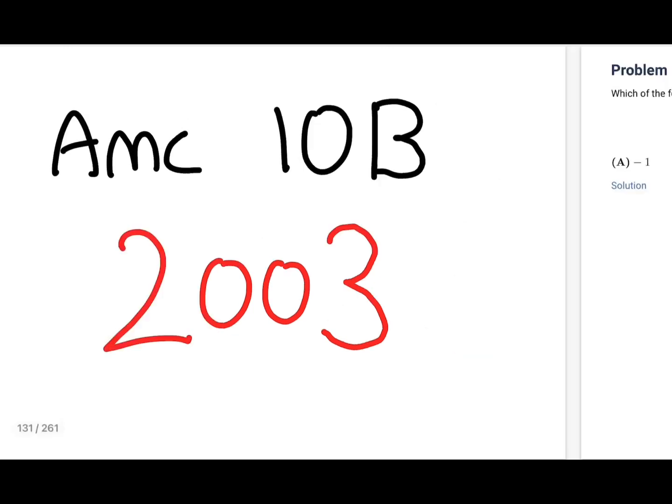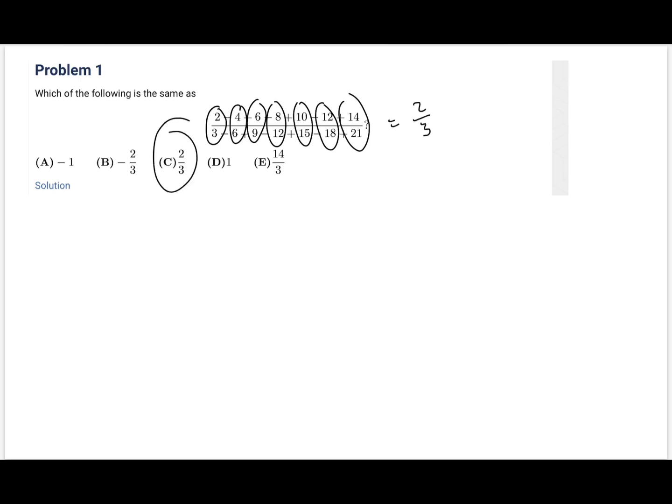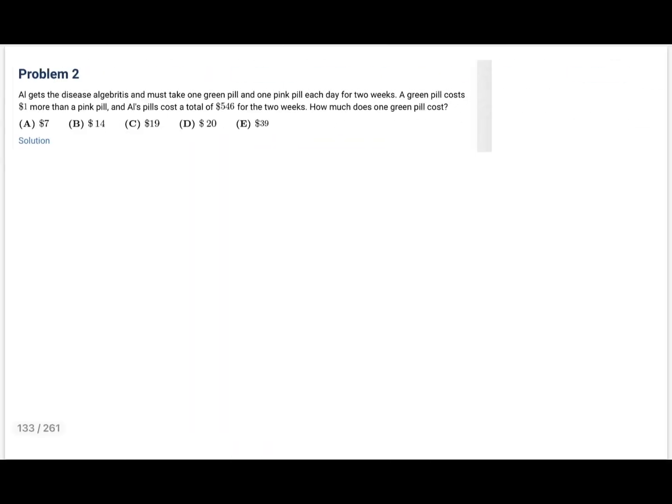So let's get started. First problem: which of the following is the same as 2 minus 4 plus 6 minus 8 plus 10 minus 12 plus 14 over 3 minus 6 plus 9 minus 12 plus 15 minus 18 plus 21? So if you see, this is 2 over 3, 2 over 3, 2 over 3. The ratio is all 2 over 3, so we can just say that this is 2 over 3. The answer is C.